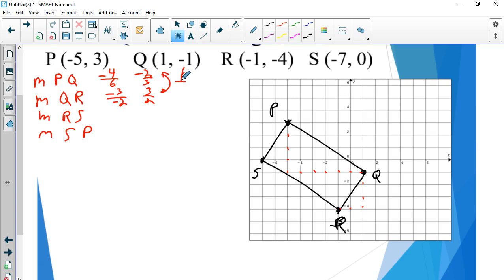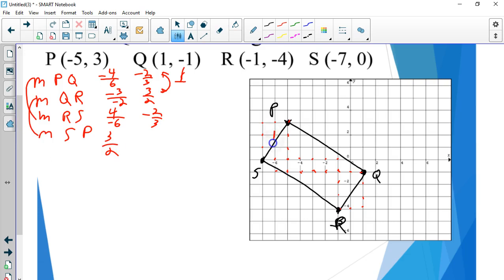So RS. For RS, I'm going to start at R, go 1, 2, 3, 4, up 4, it's a positive 4, and left 1, 2, 3, 4, 5, 6, left 6. That gives me -2/3. Well, that means these two are parallel. And then for SP, I'm going to go 1, 2, 3, up 3, and right 2. So these two are parallel.